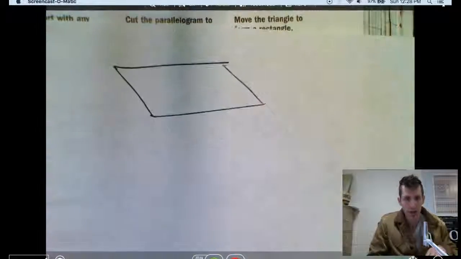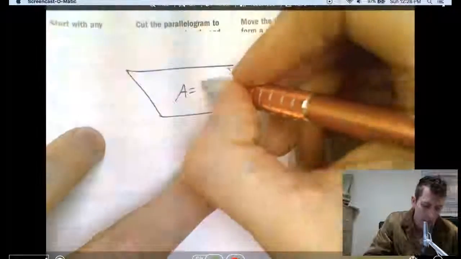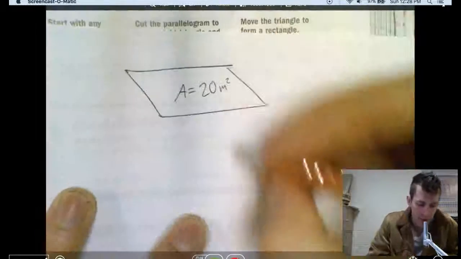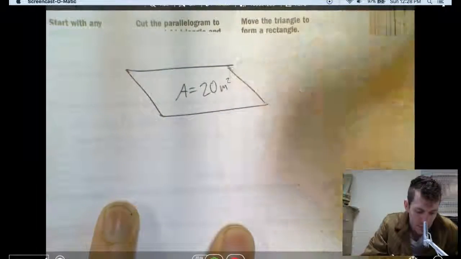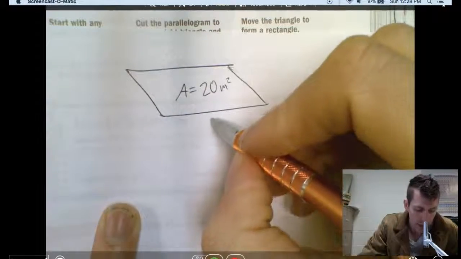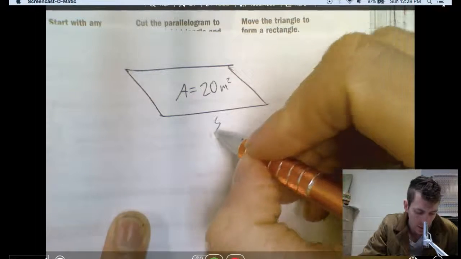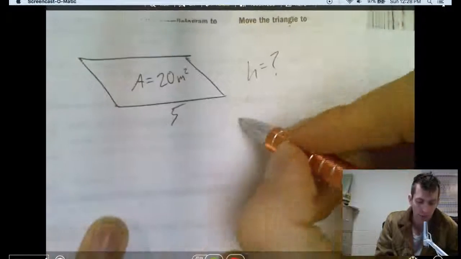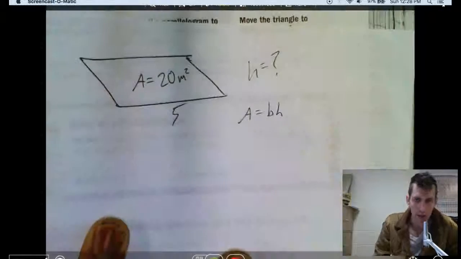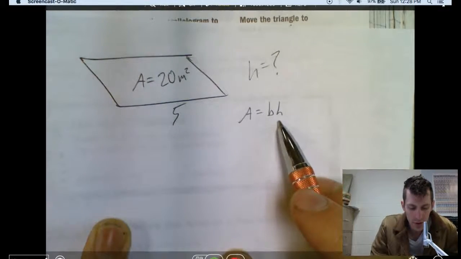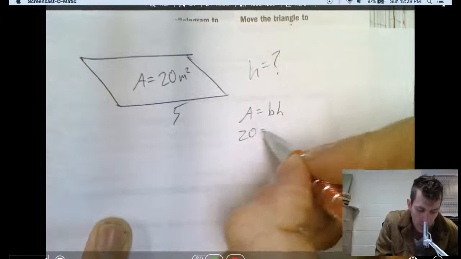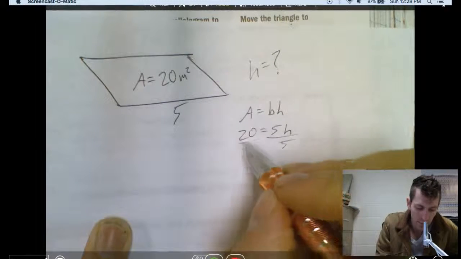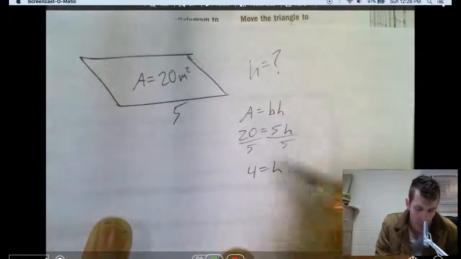Okay, so this is pretty simple. So we'll just breeze through this example. Let's say the area of this is 20 meters squared. And we'll say the base is 5. What is the height? Well, write your formula. A equals B times H. Now just plug in the numbers that you know. I know the area is 20. I know the base is 5. I don't know H. Divide both sides by 5. What is H? It's 4.